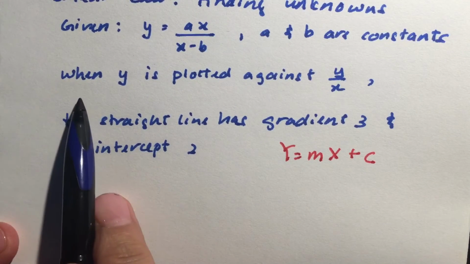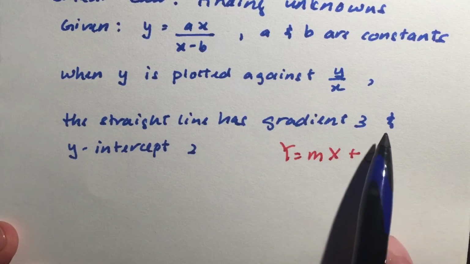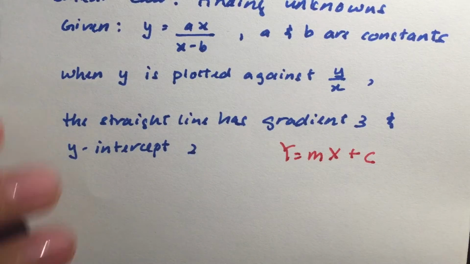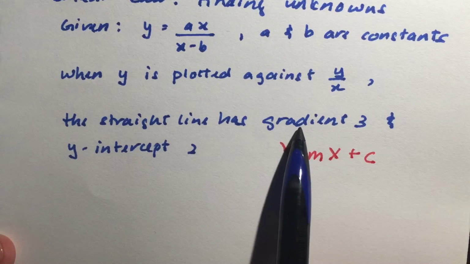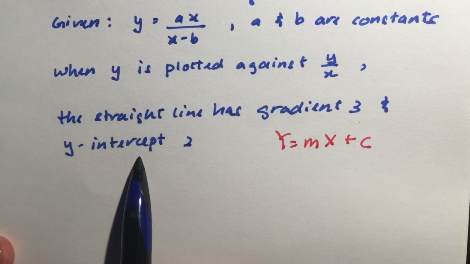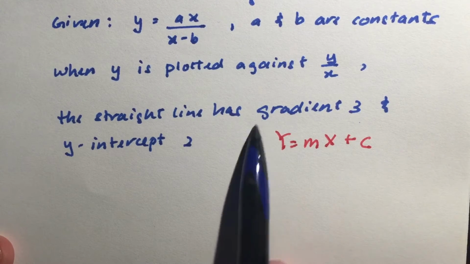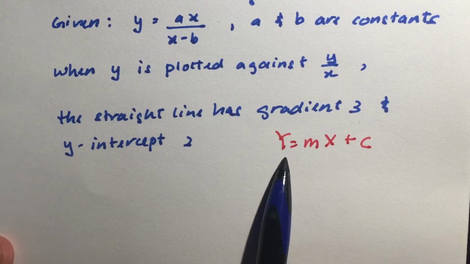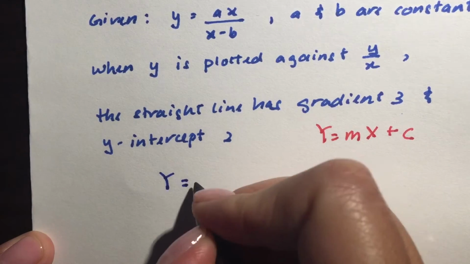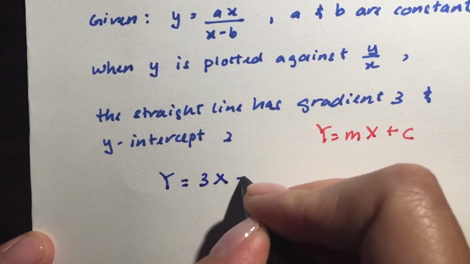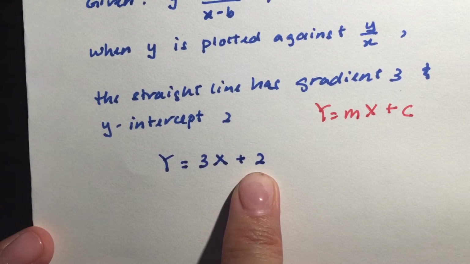Alright, so they tell you that when y is plotted against y over x, the straight line will have a gradient of 3 and y-intercept of 2. Now, do not bother about that yet. What we are interested in is the fact that they told us that the gradient is 3 and the intercept is 2. Put it back here and here in this form. Leave it as big Y and big X. So in other words, I can now place here that big Y equals 3 big X plus intercept of 2. Alright, so they were quite kind to give you the y-intercept.